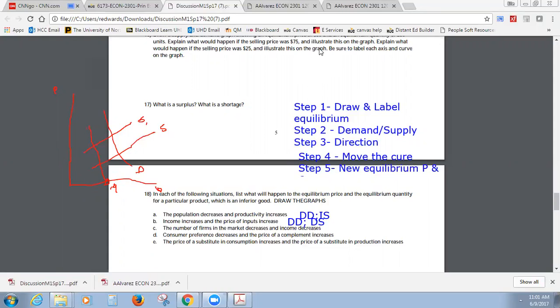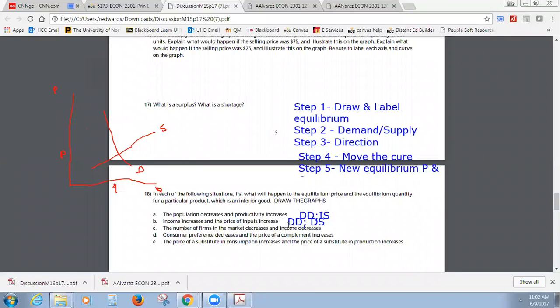And label everything that you can. I just see people who label just tend to do better. I'm erasing everything except for my original supply and demand. I am going to clean this up right here with my equilibrium price.